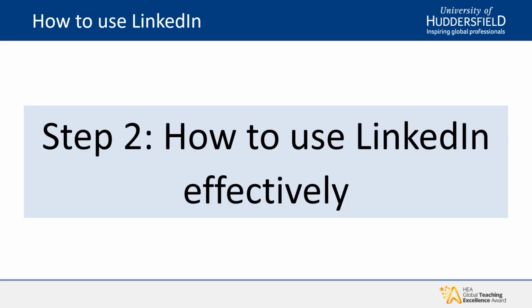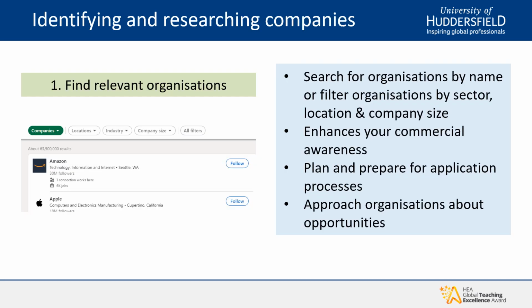So now we have built a profile, the next step is how can I use my LinkedIn profile to its best capacity? So one of the prime uses of LinkedIn is you can use LinkedIn to search for and identify companies of interest and then do some research on these relevant organizations. This can be really useful if you're wanting to develop your commercial awareness and develop your understanding of your industry of interest and identify who the leading employers are within that sector.